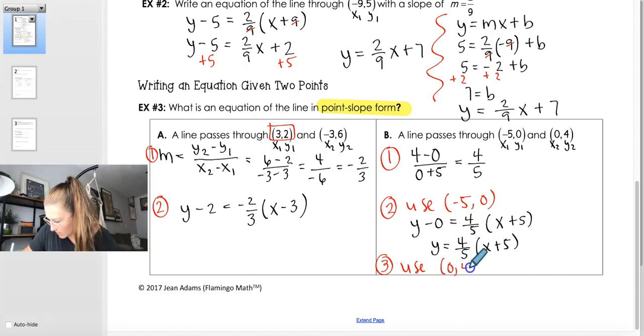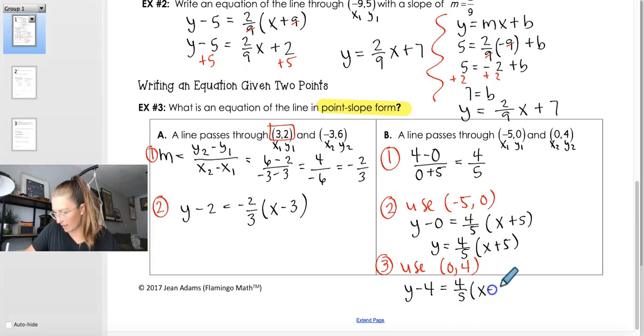Your other option for this one would have been if you used 0,4. So let's look at that one. What's that one going to look like if I use 0,4? So same process. I'm going to get y minus y1 equals m x minus x1. Again, please simplify this for me. Do not leave this as x minus 0. So this is going to give me y minus 4 equals 4/5 x, because x minus 0 is x, and we don't need that parenthesis.